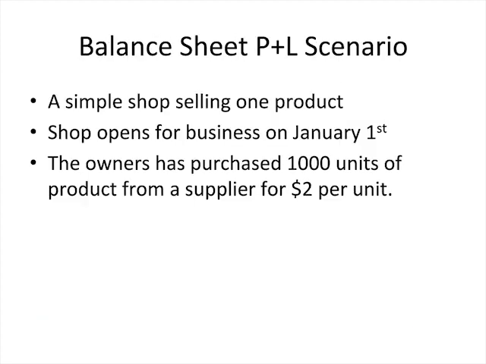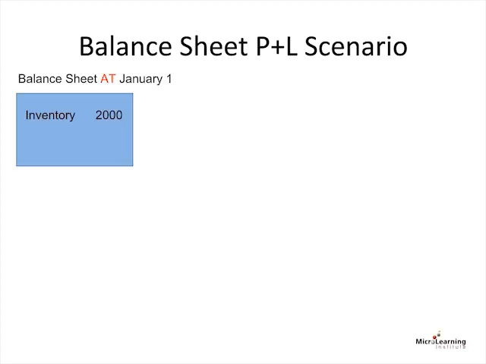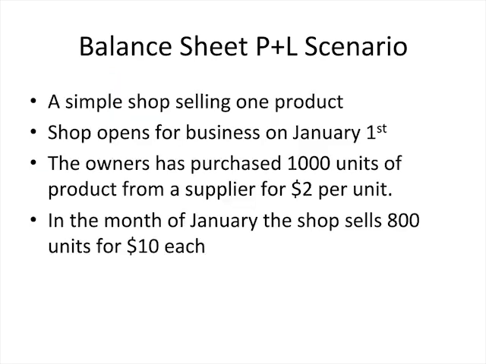To demonstrate the relationship between the profit and loss and the balance sheet, let's take an example of a simple shop selling one product. The shop opens for business on January 1st. The shop owners purchase 1,000 units of product from a supplier for $2 per unit. In this scenario, the opening balance sheet shows opening inventory. Inventory is measured at the lower of cost or net selling price. In this example, 1,000 units of inventory are valued at $2 each, total $2,000.